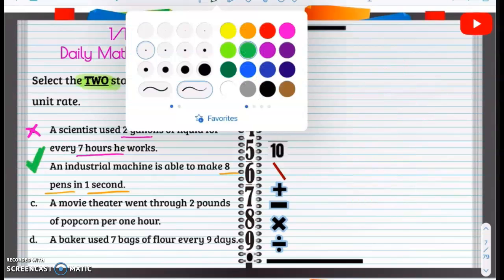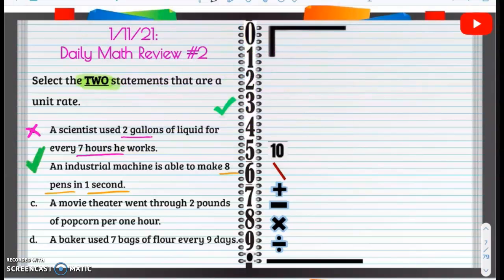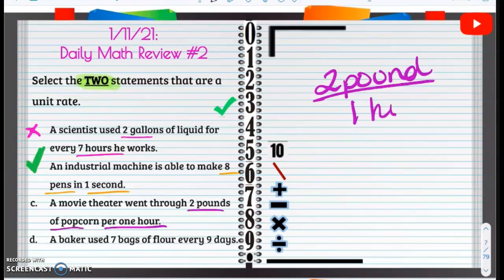Okay, so next one. A movie theater went through 2 pounds of popcorn per 1 hour. So 2 pounds of popcorn for 1 hour. Yes, there's a 1 in our denominator here. So we are going to check that as yes.